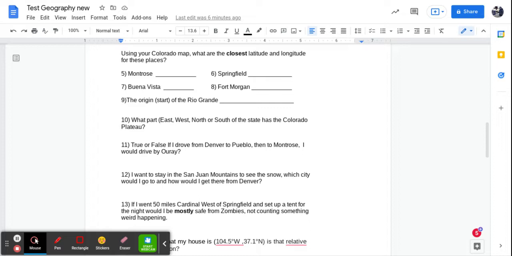Number 12. I want to stay in the San Juan Mountains to see the snow. Which city would I go to, and how would I get there from Denver? So which highways would I take from Denver to get to a city that would be in the San Juan Mountains?